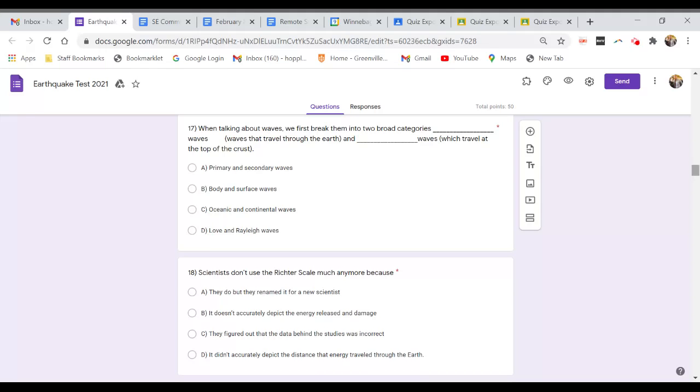Question 17. When talking about waves, we first break them into two broad categories. This type of wave travels through the earth, and these type of waves travel at the top of the crust. Are those primary and secondary waves, body and surface waves, oceanic and continental waves, or Love and Rayleigh waves?